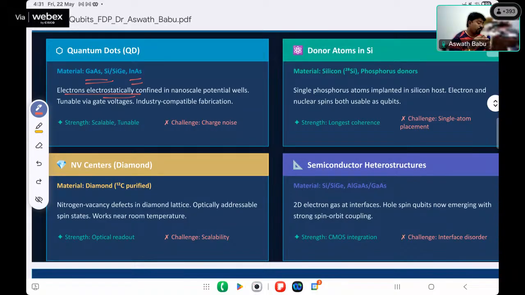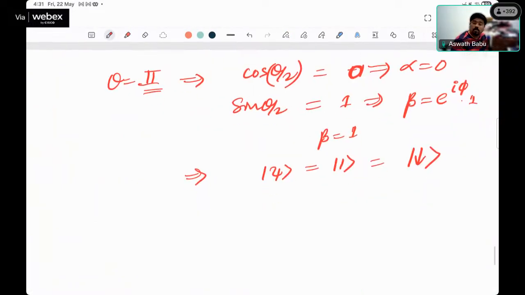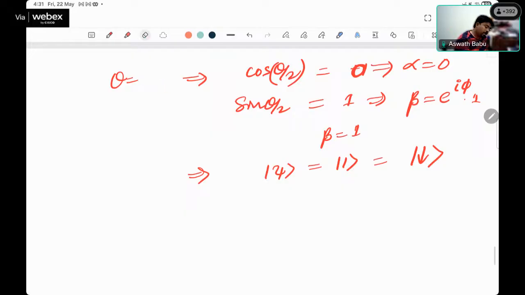Okay, there is a question here. Parivartanji is asking, did not get why beta becomes 1 for theta equal to pi. Okay, let's go back. Why does beta become 1 for theta equal to pi? So theta equal to pi, this is the value.